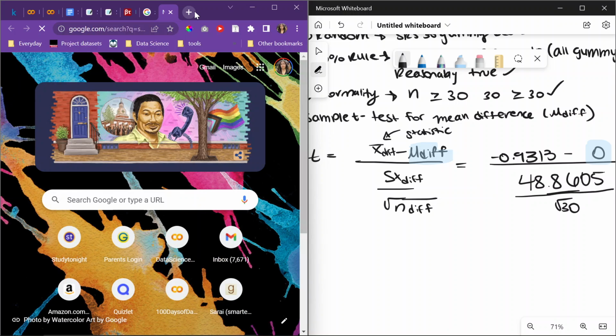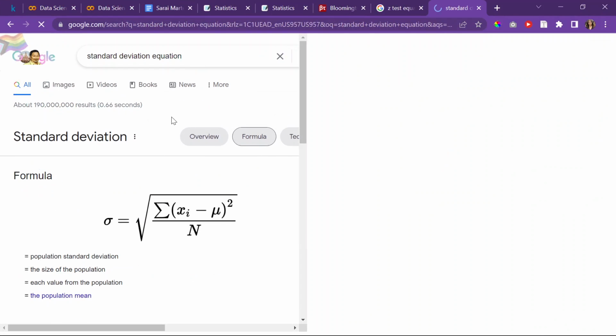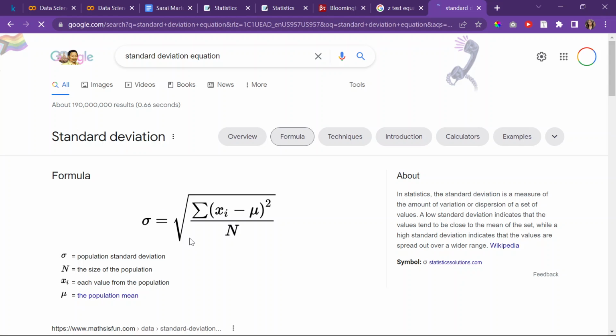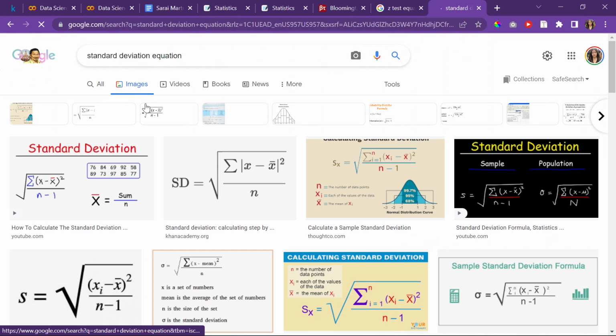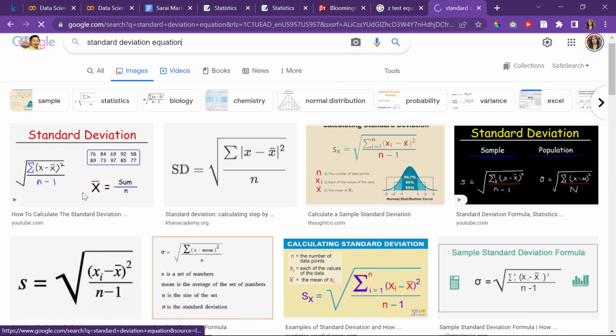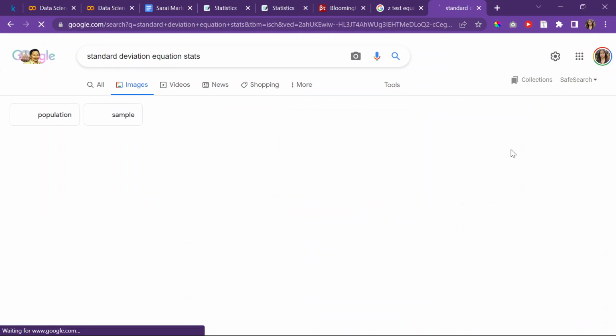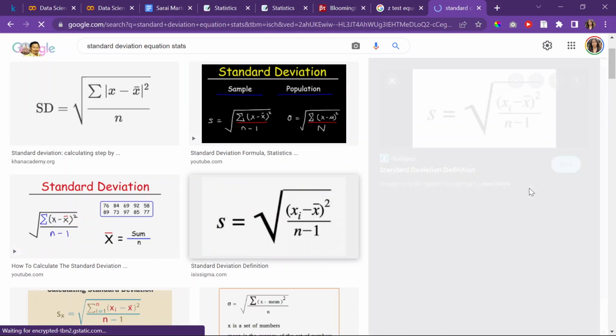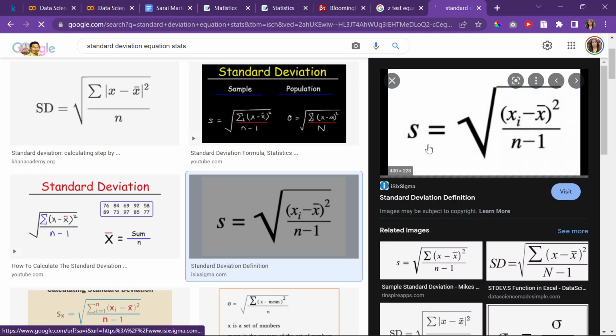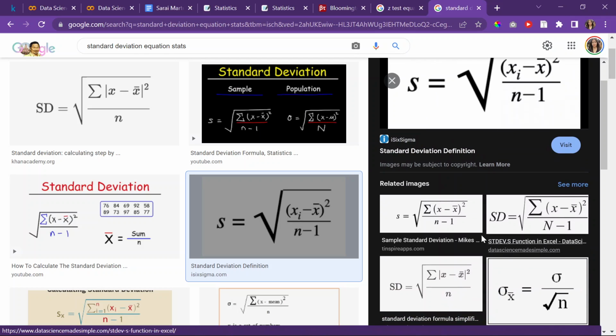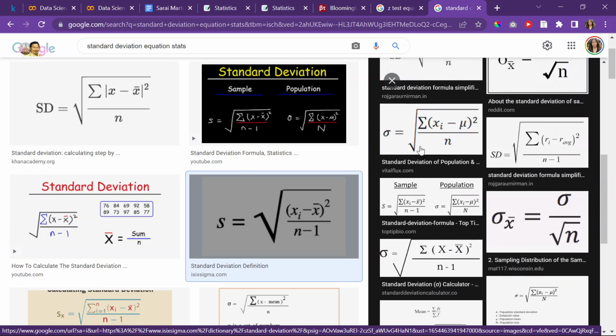There is n minus 1 at the bottom if it's for a sample, but if it's for sigma, which is from a population, it's just a capital N. Let me look at the equation for sample. Oh, here it is. You see n minus 1 is at the bottom when it's from a sample, but if it's from sigma, it's just going to be capital N.